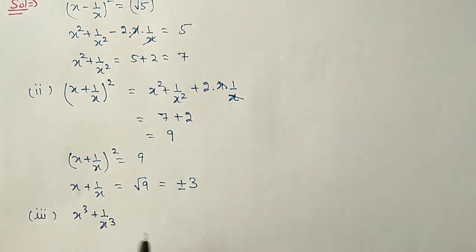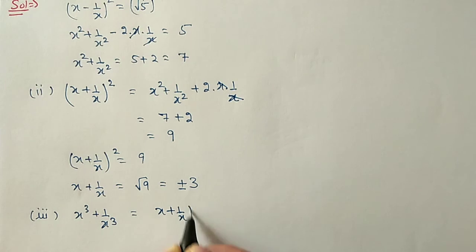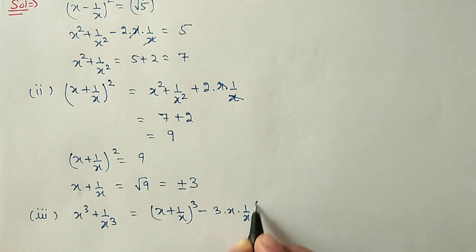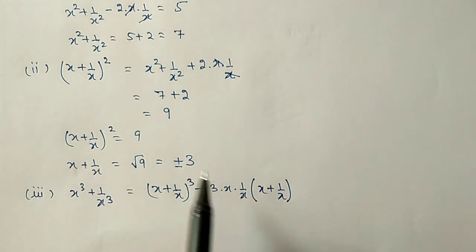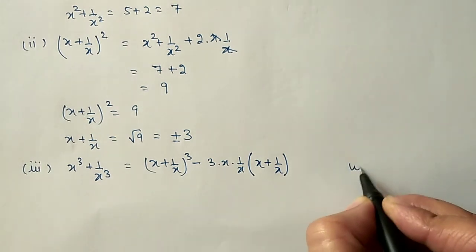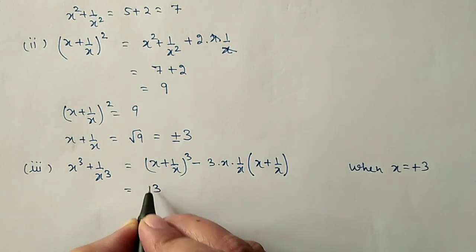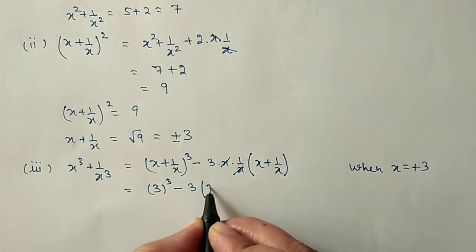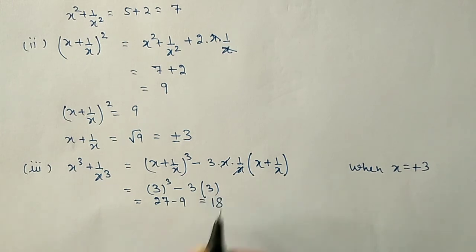Third part, we have to find out x cube plus 1 by x cube. Here we can use the same formula which we have used in earlier questions. This is equal to x plus 1 by x whole cube minus 3 into x into 1 by x into x plus 1 by x. So we will keep this value 2 times, first plus 3 and then minus 3. So when x plus 1 by x is equal to plus 3, in that case 3 cube minus 3, this thing will cancel out, into 3. So 3 cube is 27 minus 9, this is equal to 18.